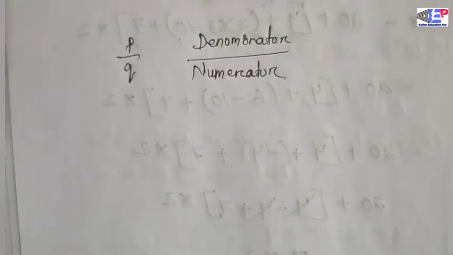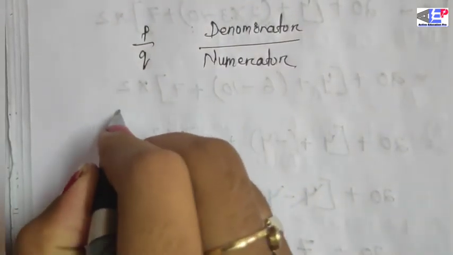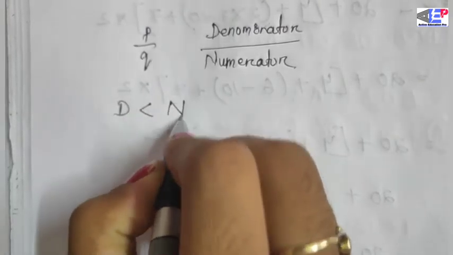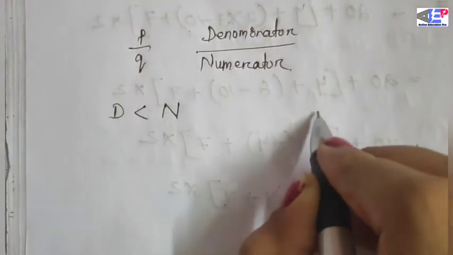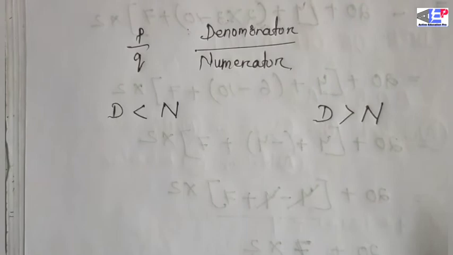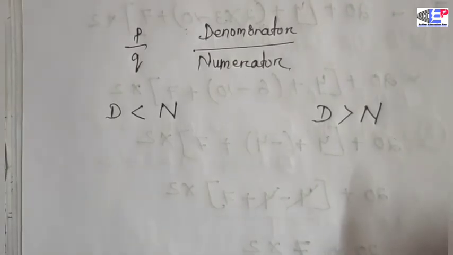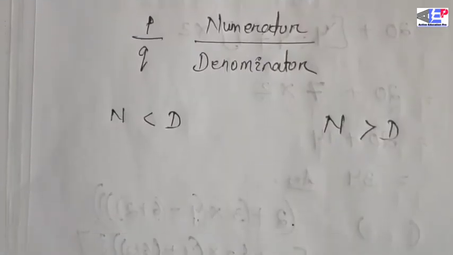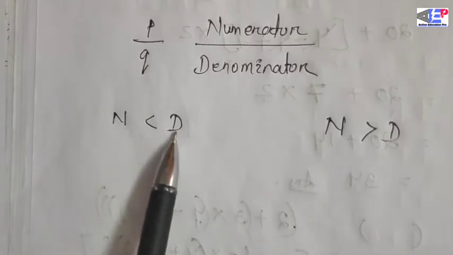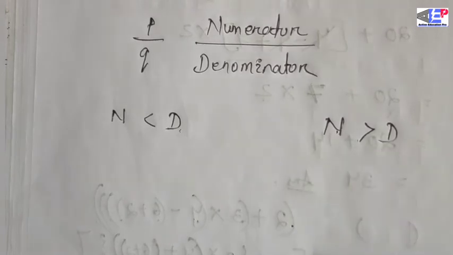Rational numbers are of two types. First type is denominator is less than numerator, and the second one is denominator is greater than the numerator. You know very well, rational numbers are of two types. First type is numerator is less than the denominator, and the second one is numerator is greater than the denominator.